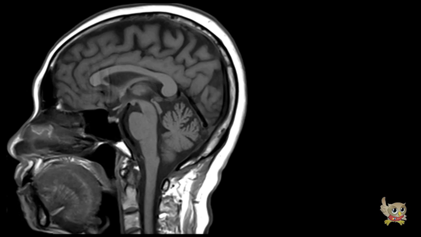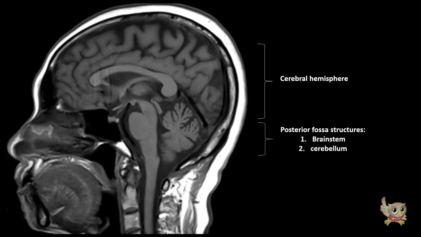The supratentorial structures include the two cerebral hemispheres and its subcortical nuclei and white matter fibers. The infratentorial structures include those in the posterior fossa, such as the cerebellum and the brainstem.